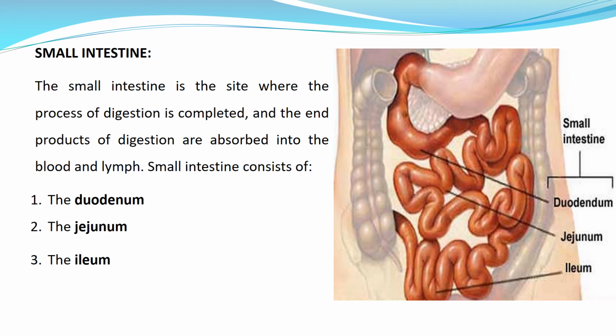So another section of the gastrointestinal tract is called the small intestine. As you know, the small intestine is a site where the process of digestion can be completed, and the end products of digestion are absorbed into the blood and lymph.